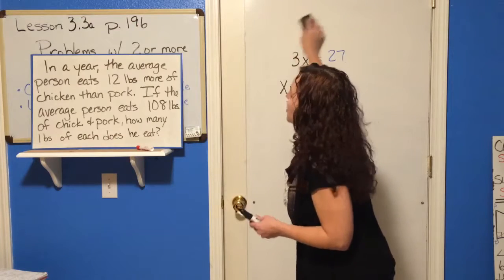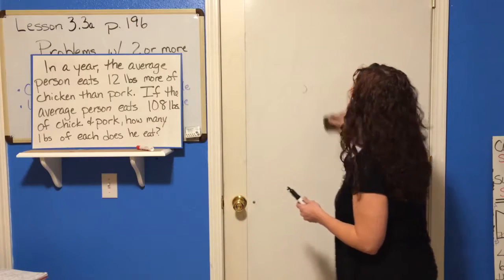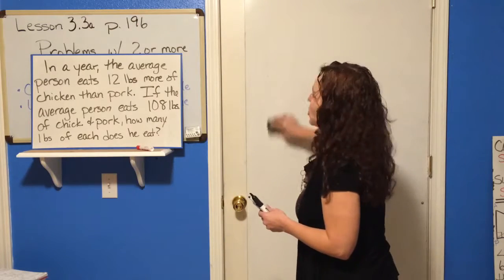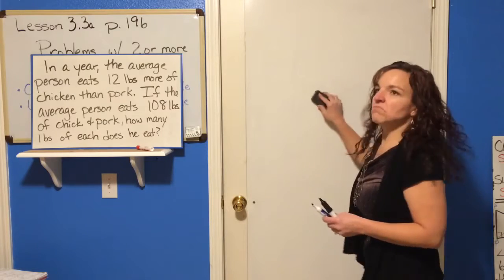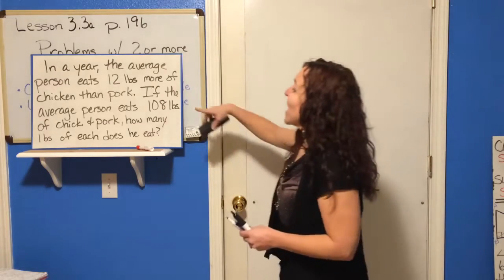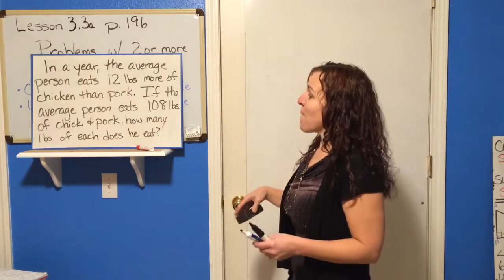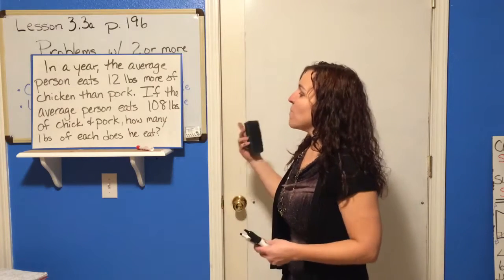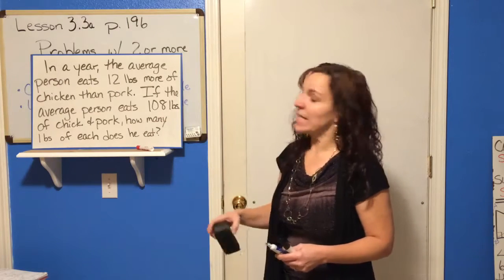So in 1 year, the average person eats 12 pounds more of chicken than pork. I would agree with that. I don't eat much pork. If the average person eats 108 pounds of chicken and pork together, how many pounds of each does he eat?